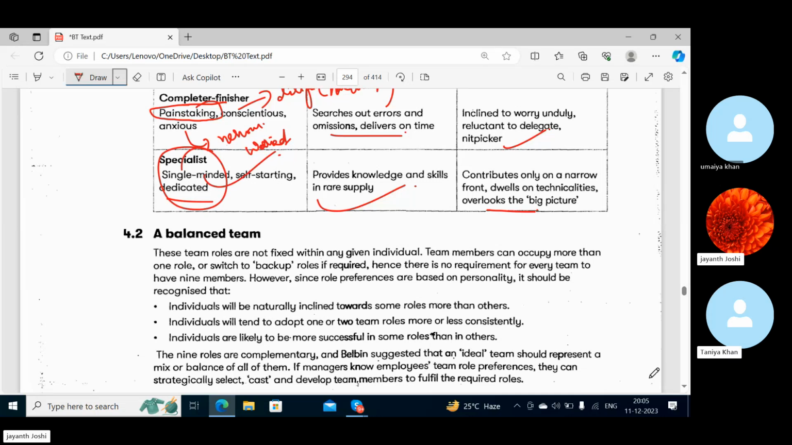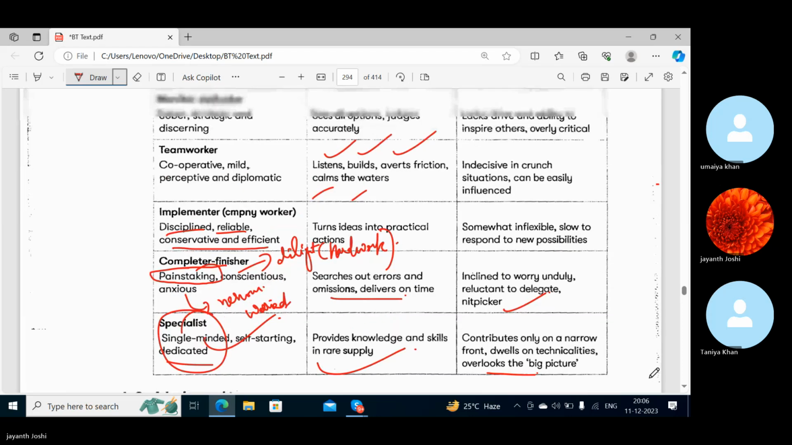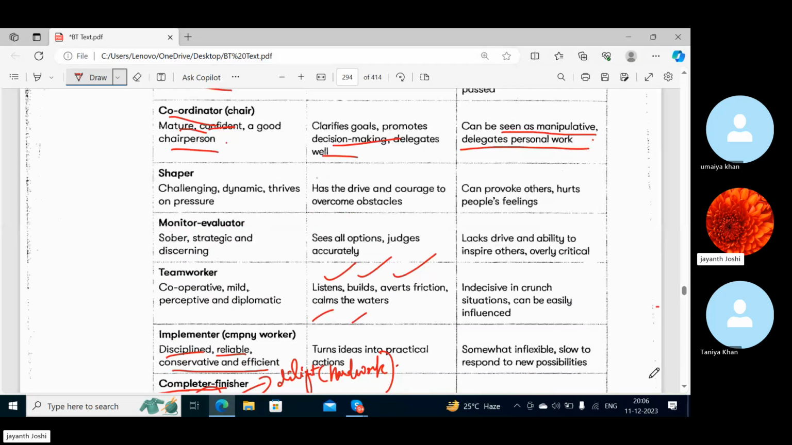Sorry? You missed one, sir. Monitor and evaluator. Which one? You mean to say specialist? No, sir. Monitor and evaluator. Where is that? I missed it. Yes, sir. Oh, I didn't see. Sorry. So: sober, strategic and discerning, sees all options, judges accurately. And lacks drive and ability to inspire others. Overly critical.